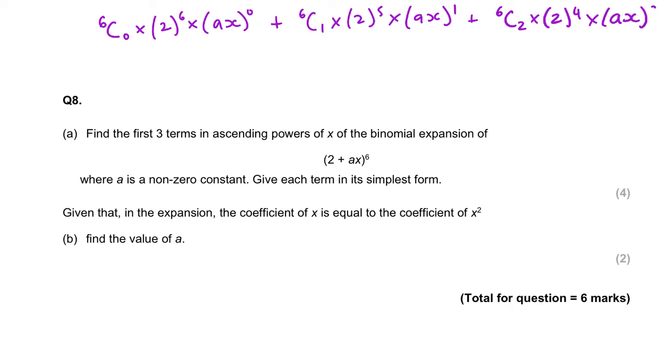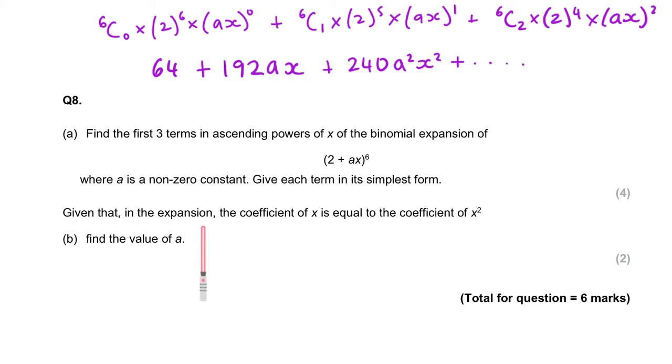times ax all squared. Okay, so the first one, we're going to have 2 to the power of 6, which is 64. Then we're going to have 6 times 2 to the power of 5, which is 192ax, because that's to the power of 1, plus 6c2. It's 15 times 2 to the power of 4, which is 240 times ax all squared, which is a squared x squared, plus dot dot dot. So there's our first part, and we've given everything in the simplest form.